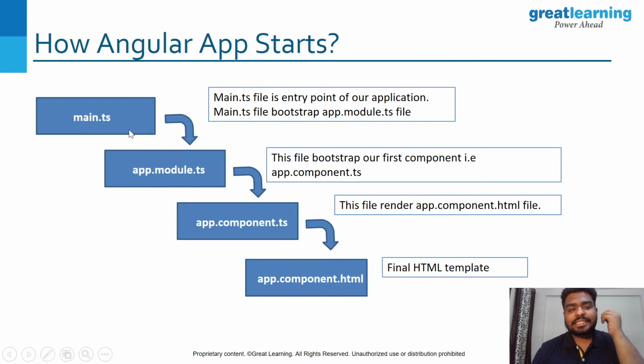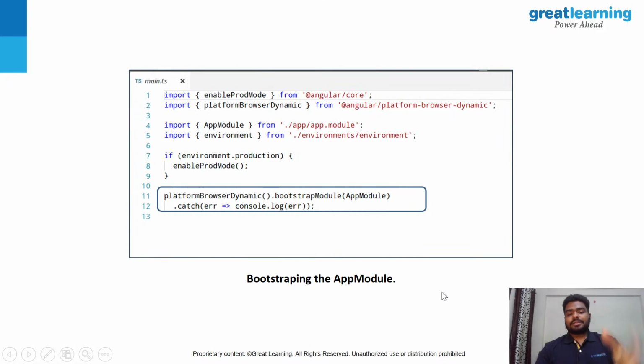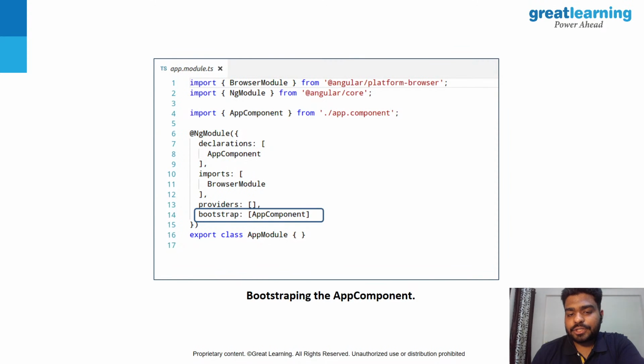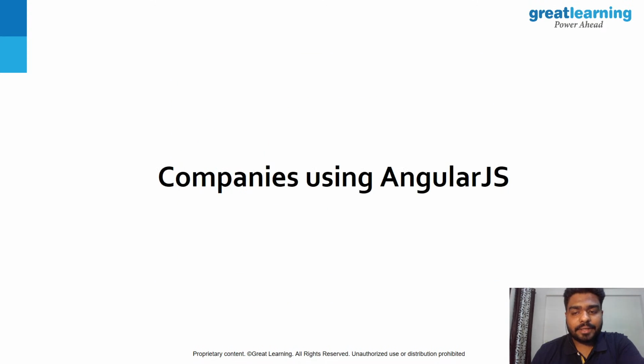Okay, this flow I have already talked about, how it goes, right? From main.ts bootstraps app.module, app.module bootstraps app.component, then app.component is rendering the HTML file, right? The same things are given here, the same codes which I showed you, from where it is bootstrapping.